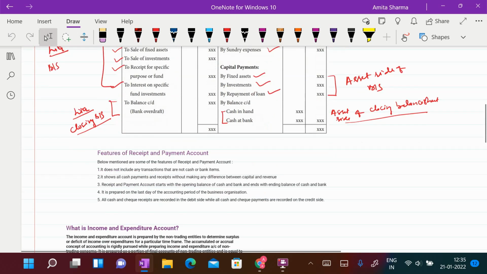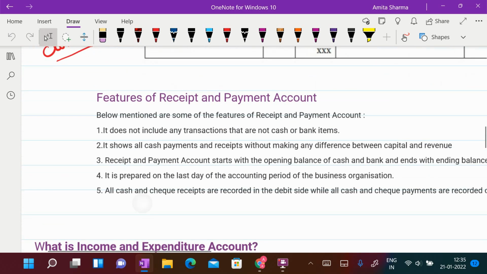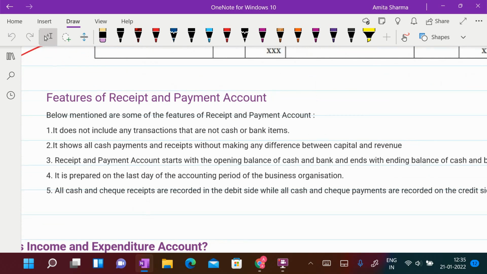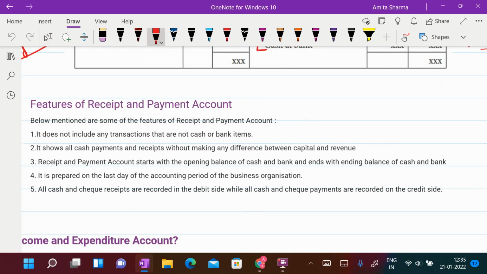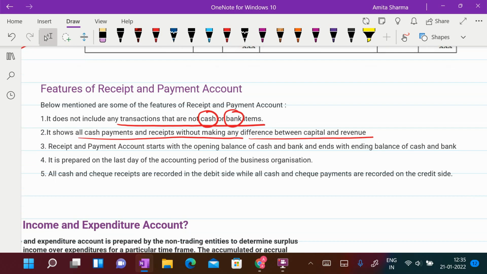Okay. Next, what are the features of the receipts and payment account, students? So the features are mentioned below. It does not include any transactions that are not cash or bank items. So it will record all the transactions which we have received in cash or through bank only. It shows all cash payments and receipts without any difference between capital and revenue. Both capital and revenue items are shown here without any difference.